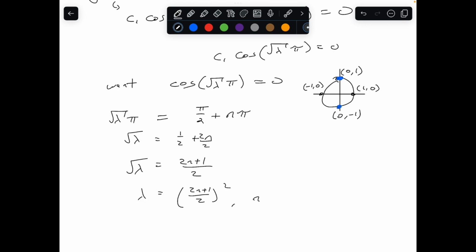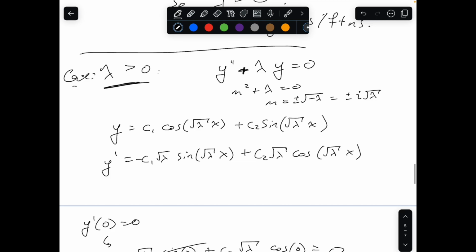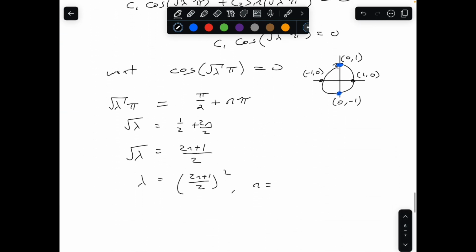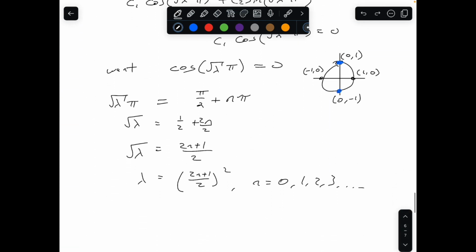And this is for n equals, let's see, can n be 0 here? Yeah, n could equal 0 here. So 0, 1, 2, 3, and so on, because remember, we're in the case where lambda is positive. So any value of n that gives you something non-zero here would work out just fine. You could do negative values of n here as well, but then that would give you repeats in your list, and so you might as well just throw out the repeats.